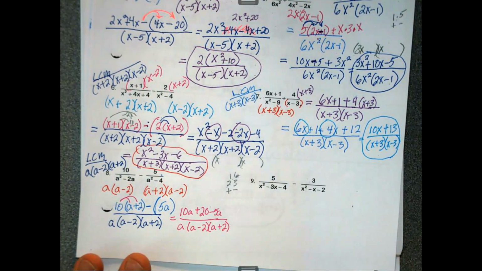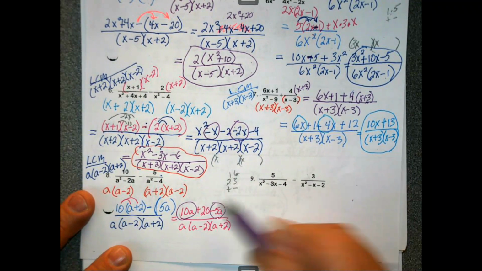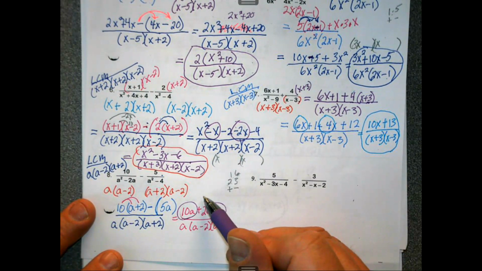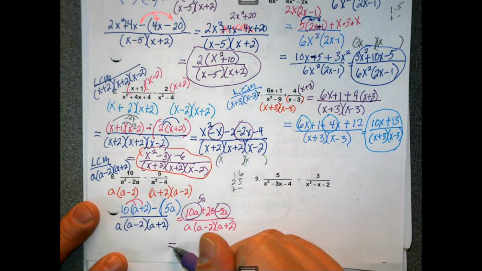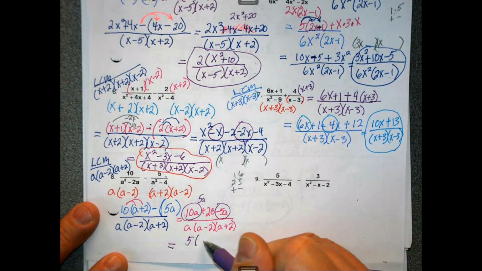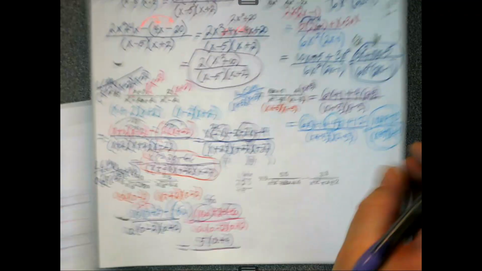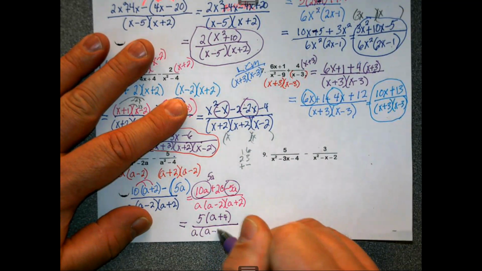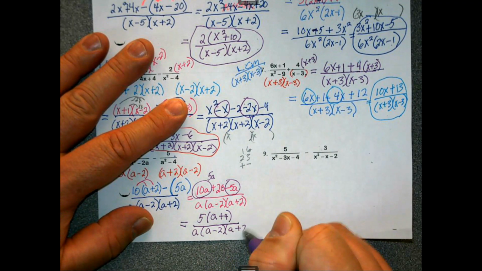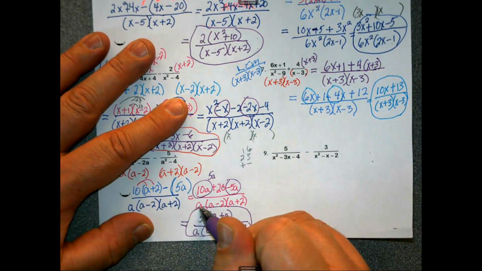Let's combine some like terms. It's 5a, right? 5a plus 20. I'm going to go ahead and factor out that 5, so it gives me an a plus 4. Not going to help us, is it? I still have my a minus 2, a plus 2. There we go. That seems like a good test question.